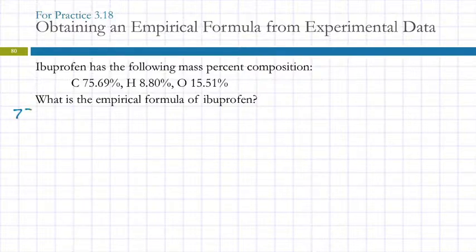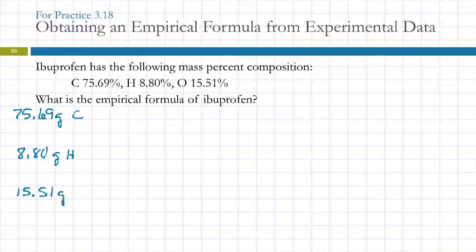So we've got 75.69 grams of carbon. And we've got 8.80 grams of hydrogen. And we have 15.51 grams of oxygen. We're going to convert these to moles. It's the remembering what steps to do that's the hard part. The individual pieces really aren't that bad. It's just remembering, what am I supposed to do next?